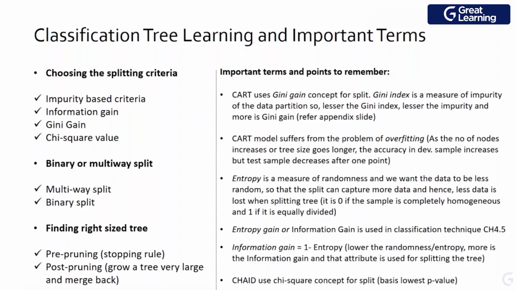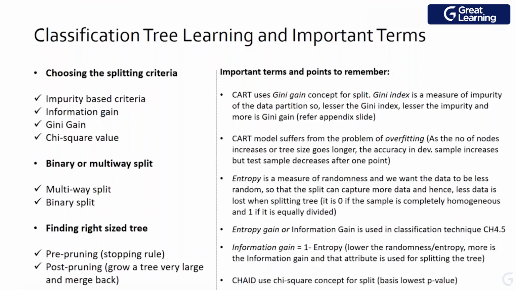Then there is a term called entropy. Entropy is a measure of randomness in the data, and you usually want the data to be less random so that the split can capture more and more data, and hence at each split less data is lost. Whenever entropy is zero, it means that your sample is completely homogeneous, there is no partition at all. And whenever entropy is one, it means it's equally divided into two categories. Then entropy gain, or information gain, is a concept which we use in the classification technique C4.5.